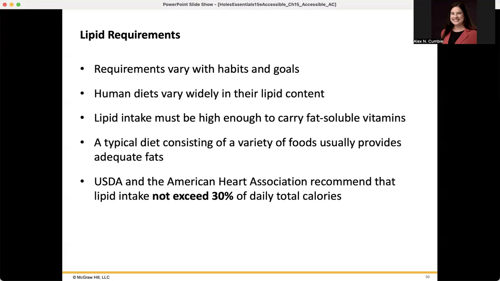As far as lipid requirements go, our diets have a wide variety of lipids that we take in. We do need to take in lipids so that we can do fat soluble vitamin absorption in the body. So we do need lipids, and we have bile to help us break down those lipids. But excess lipids are not good for you. The USDA and the American Heart Association recommend that lipid intake not exceed 30% of your daily total calories.